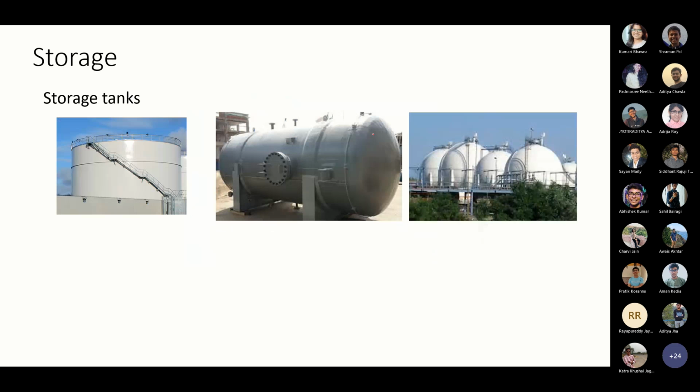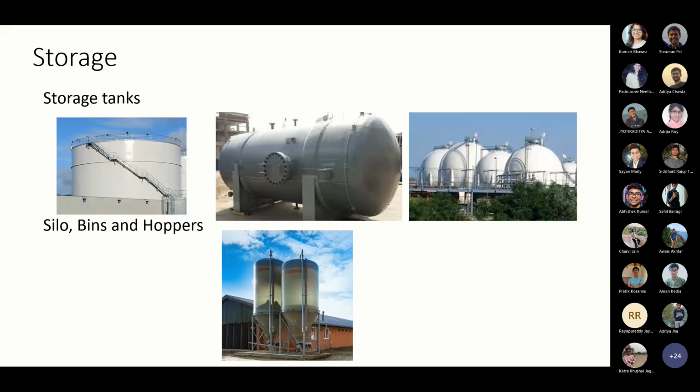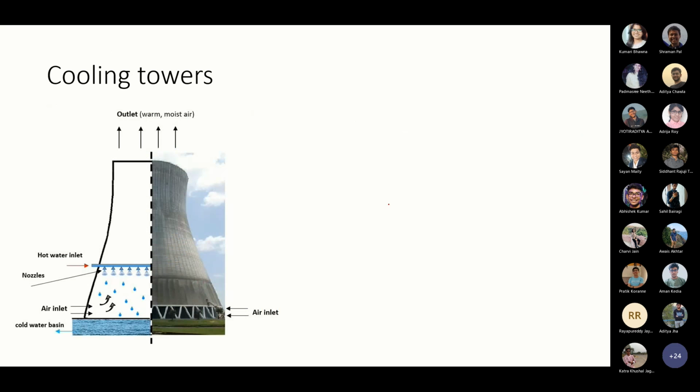This is about storage. Storage tanks. We have two types of storage tanks, cylindrical and spherical. For liquids, we have a flat roof. For gases, we have hemispherical or torispherical heads. Then we have silos, bins, and hoppers.